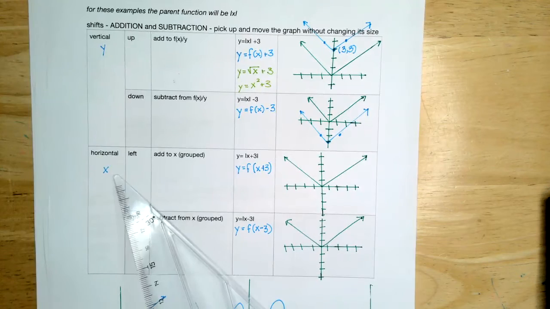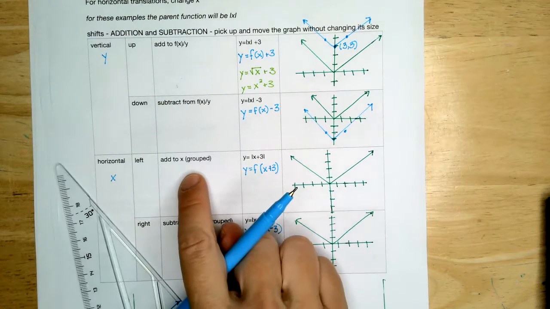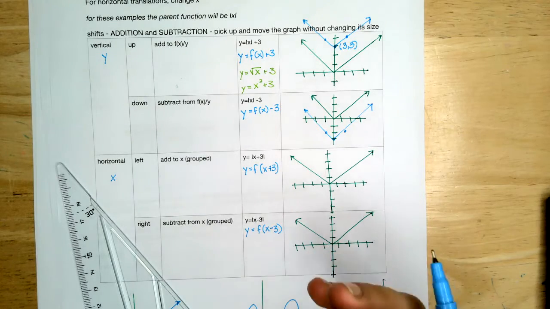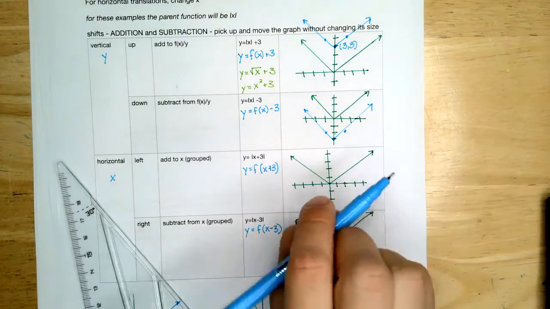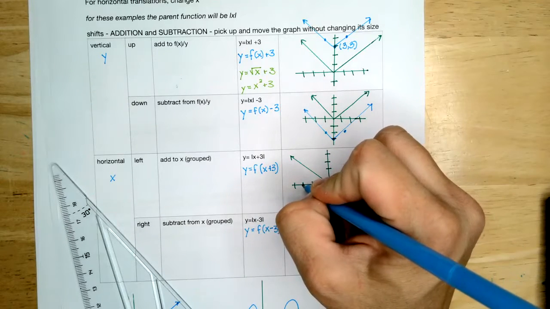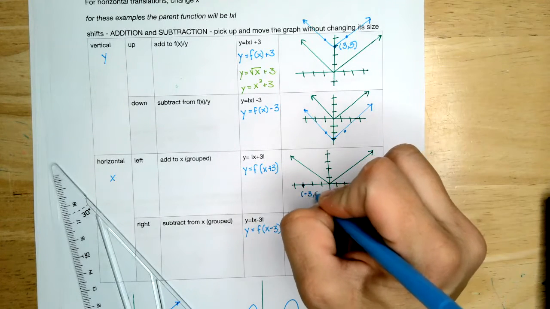Remember, the horizontal shifts or the shifts within the grouping symbols are the opposite of what you intuit. Okay, so if we're adding the 3, we're not going to the right on the x-axis, we're actually going to the left on the x-axis. So instead of starting at 0, 0, we would start at -3, 0.